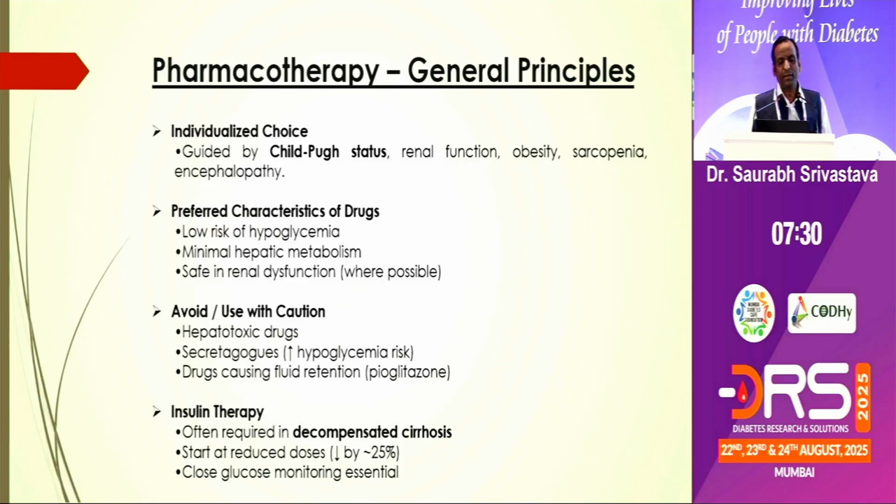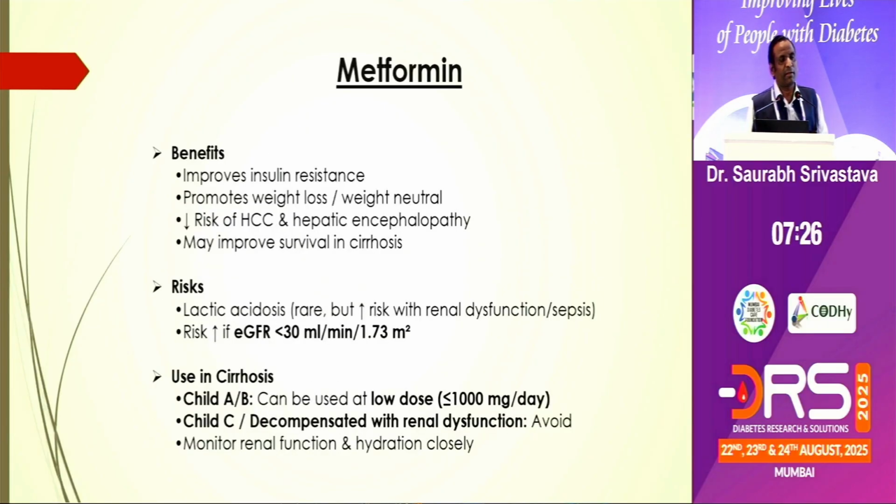Coming to pharmacotherapy, it is guided by Child-Pugh score. We can take one by one. Metformin has the benefit of improving insulin resistance. It promotes weight loss, and it is usually weight neutral. It decreases the risk of HCC and encephalopathy if given in patients of compensated cirrhosis, and improves survival. The only concern is MALA, that is metformin associated lactic acidosis, and it should not be given when the eGFR is less than 30.